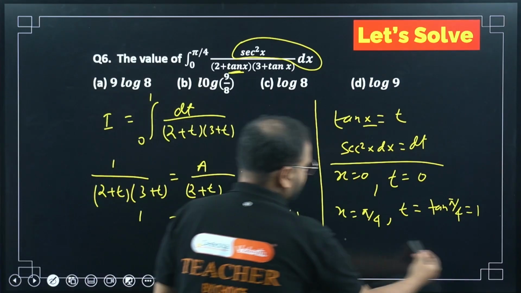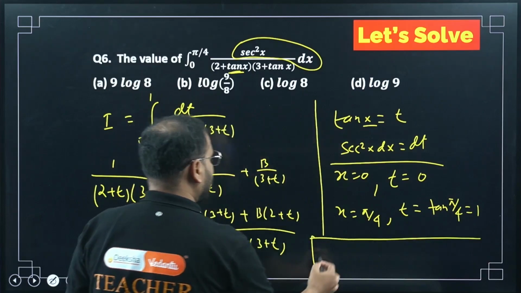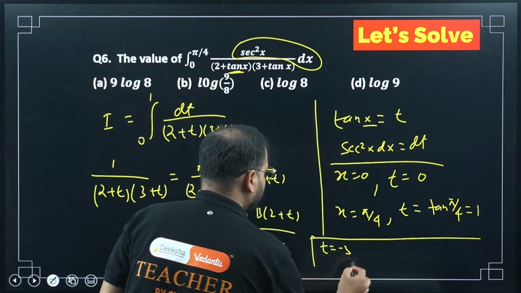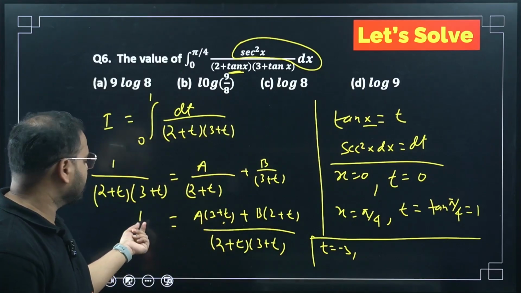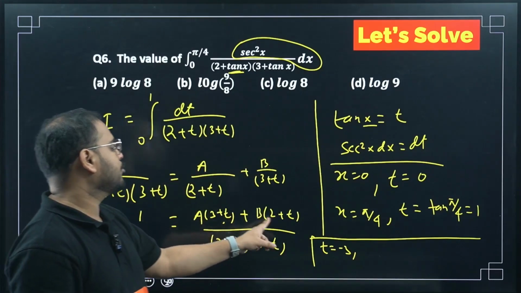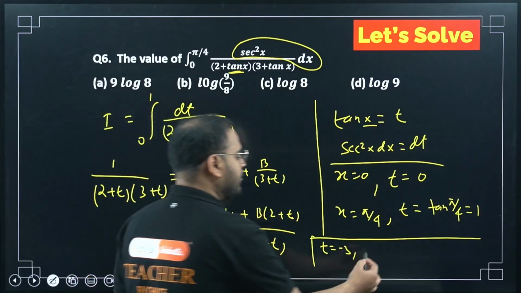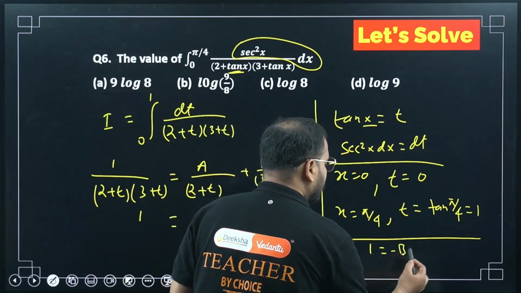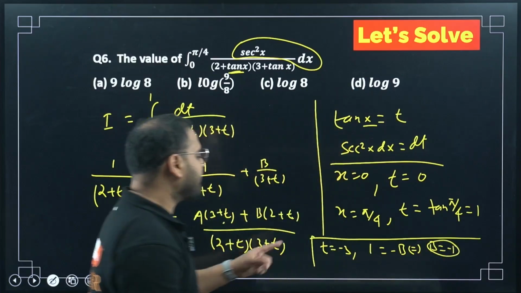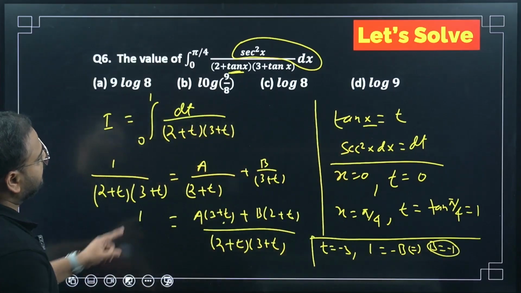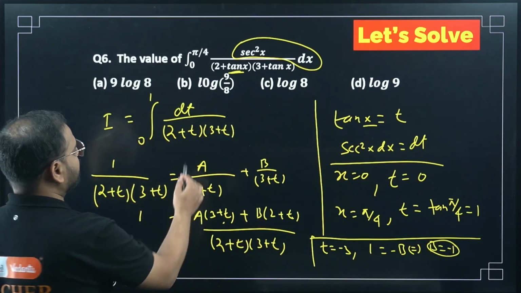Please check. If you want, I can show it over here. If you put t as minus 3, this will be 0, right? This is 1. 1 will remain as it is because there is no variable over here. 2 minus 3 will be minus 1. So, you get 1 equals minus B. B equals minus 1. Same way, find A and then put it in this equation and integrate both the parts.